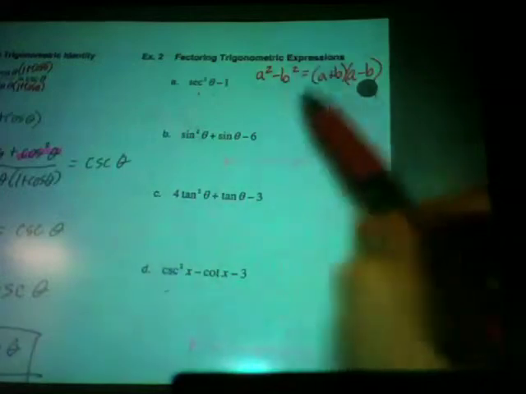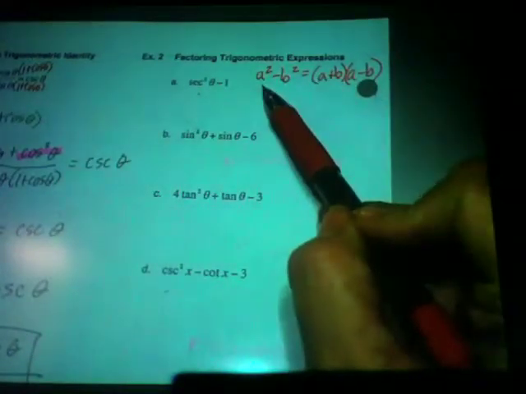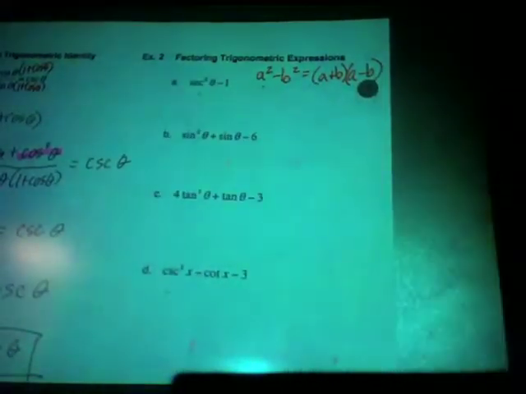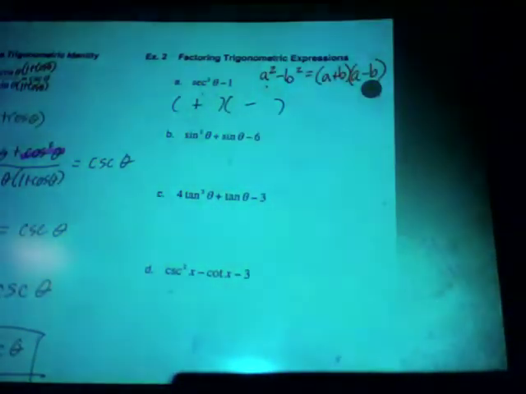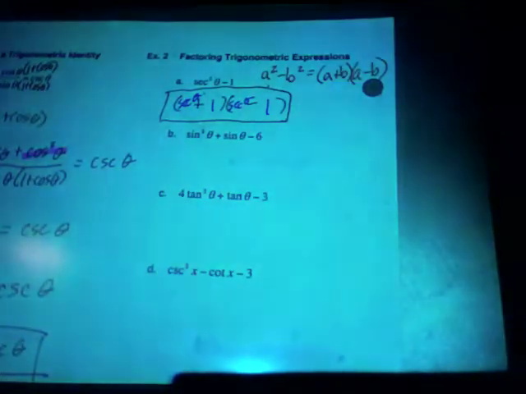So, how did I get a? That's the square root of a squared. How did I get b? That's the square root of b squared. So I know that this factors into 2 binomials with a plus and a minus. What is the square root of secant squared? So secant of theta goes here. And what's the square root of 1? 1. So this factors as secant of theta plus 1, secant of theta minus 1.